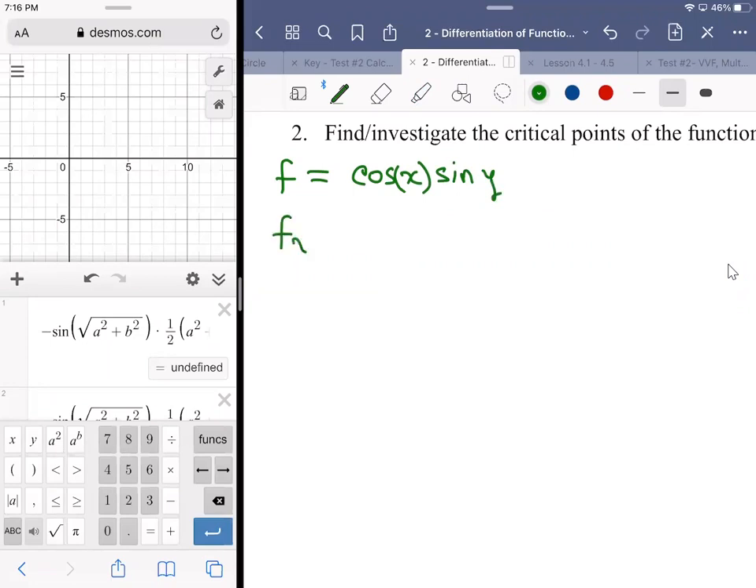So my first order partial with respect to x, and I need my first order partial with respect to y, knowing full well that I'm going to have to come up with second order partials anyway. All right, so hanging on to my sine of y, the derivative of cosine x is negative sine of x, so negative sine of x.